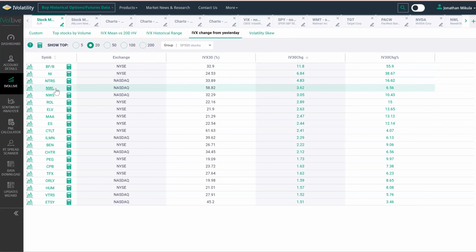Here's Newell again. So we'll look at Newell today as part of our session because it keeps popping up on all of these scans. Humana, that's an interesting one that I've traded. So what I'm doing is looking through these names and saying, all right, what should I analyze further via our chart system?